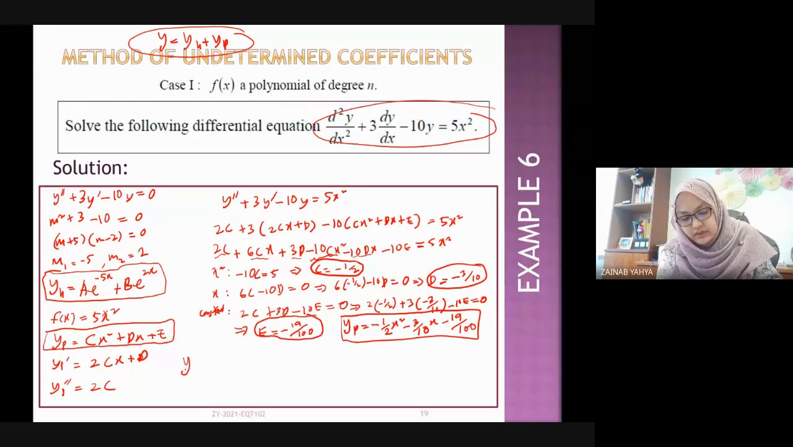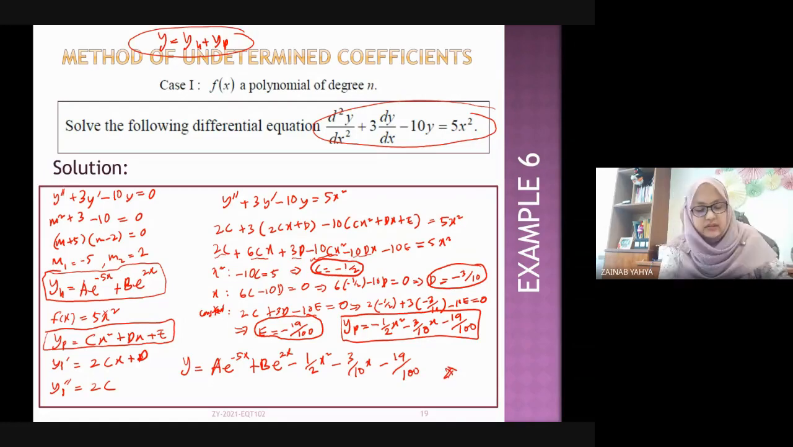Your final answer will be y equals, write the yh first, a e to the negative 5x plus b e to the 2x, and then the yp: minus 1 over 2 x squared minus 3 over 10x minus 19 over 100. If initial conditions are given, you can find A and B. If not, you just leave it like this. So that's the first example on the first case. Are there any questions so far?